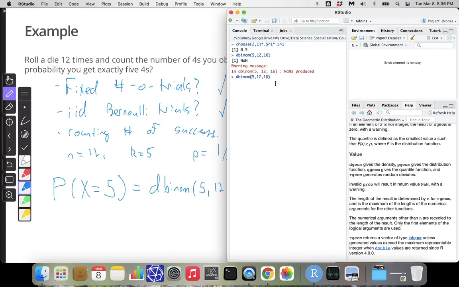See, I made a mistake. NaNs produced, not a number. That's because my probability of success wasn't a probability. Sorry about that. So I put a 1/6 there, and we get about 3%. So if you roll a die 12 times, there's about a 3% chance you'll get 5 4s. Not particularly interesting or useful, but it is a fact.